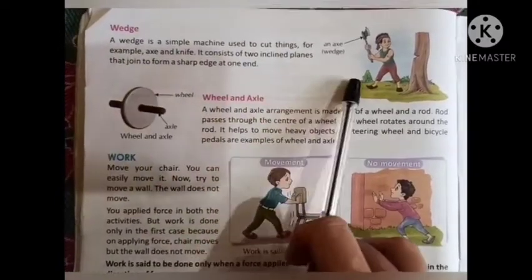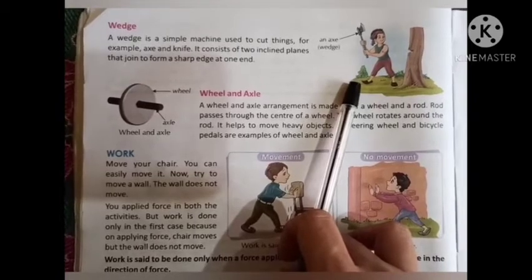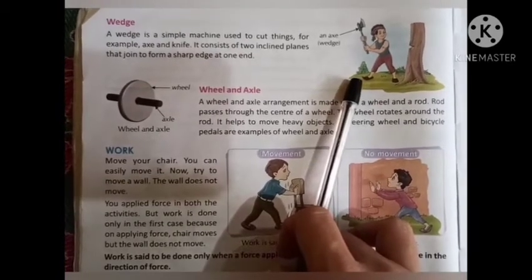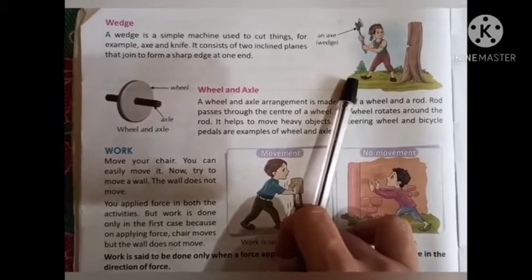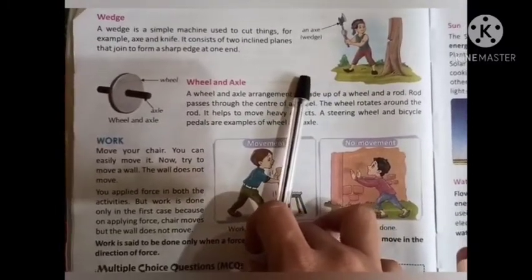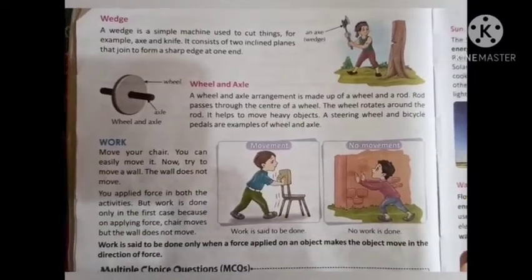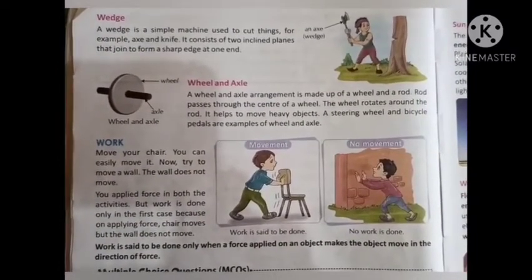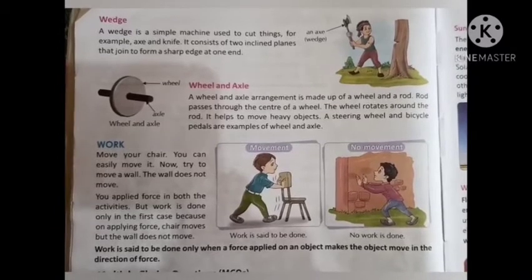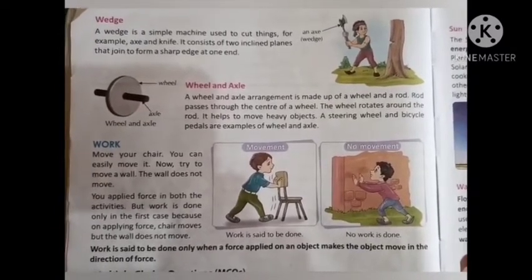The next example of a simple machine is a wedge. So what is the wedge? For wedge, the examples are knife or the axe. The axe we use for cutting wood, and the knife we use in the kitchen for cutting fruits and vegetables. So they have a sharp edge with the help of which we can cut the vegetables, and the axe has a sharp edge so that it can cut the wood.